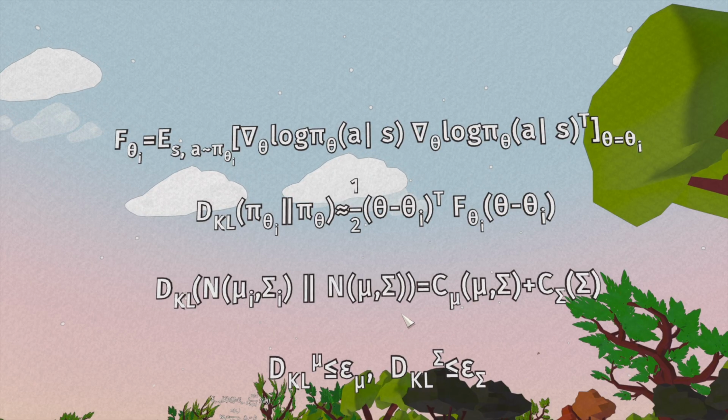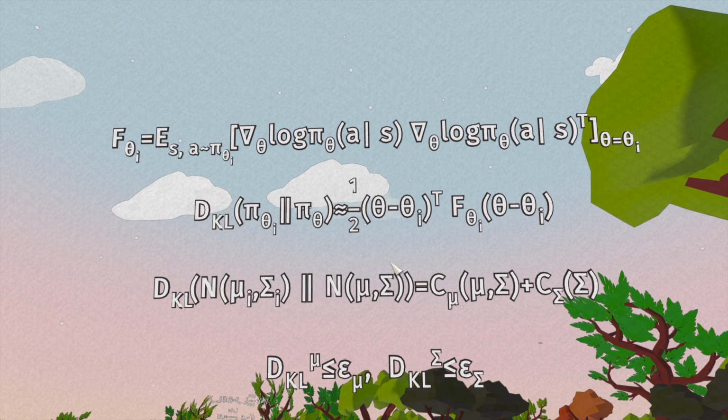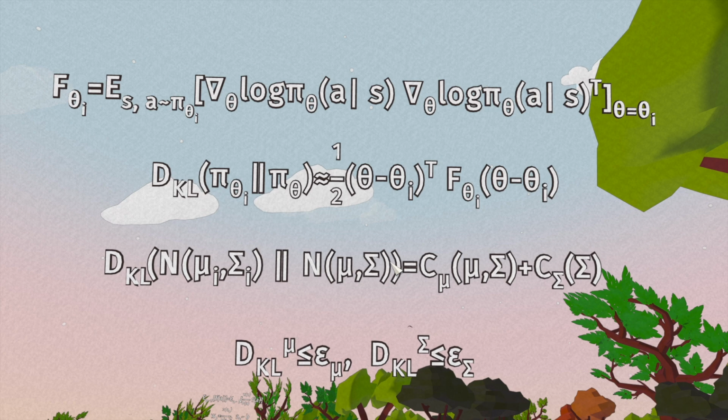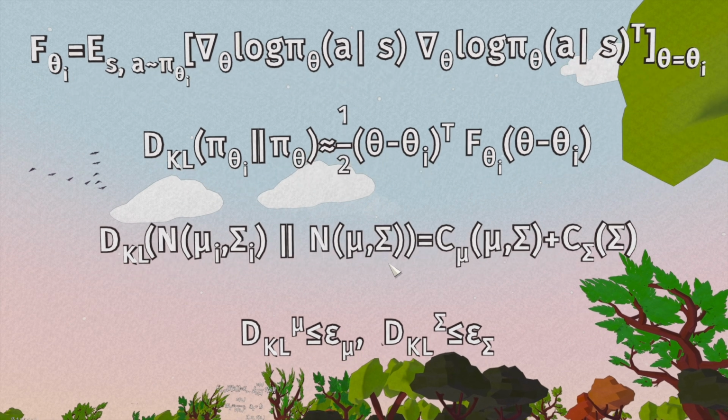So in this way, C mu plus C sigma. The mean and covariance terms can then be budgeted independently with two distinct epsilons, epsilon mu and epsilon sigma. The mechanism then prevents entropy collapse, especially in continuous control.